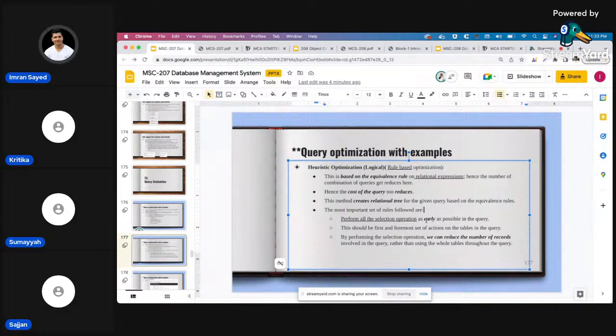So the key thing here is that when you are writing a query like select title, whatever, selection should be done as early as possible. Okay, not towards the end. And that's what it's saying in the second line also. There should be first and foremost a set of actions on tables in a query. And by performing an efficient selection operation, you can reduce the number of records. Rather than getting all, you just get the ones you want. So yeah, I think we should be able to describe that in the exam.